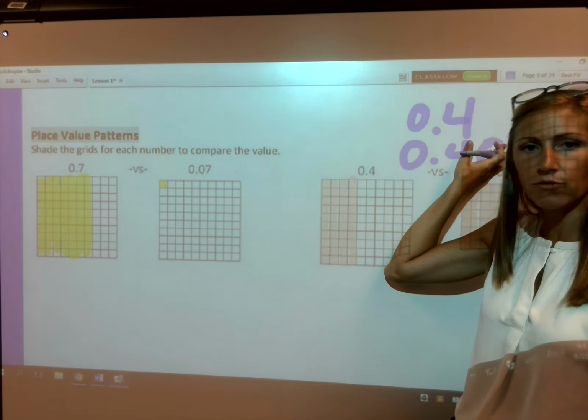Now, if I had a regular 4 whole, and I put a 0 after it, does that change the value? Okay, it went from a 4 to a what? 40. $4, $40. Yeah, it definitely changed it. So it's not that zeros won't change the value. Zeros after the decimal will not change the value. Okay?